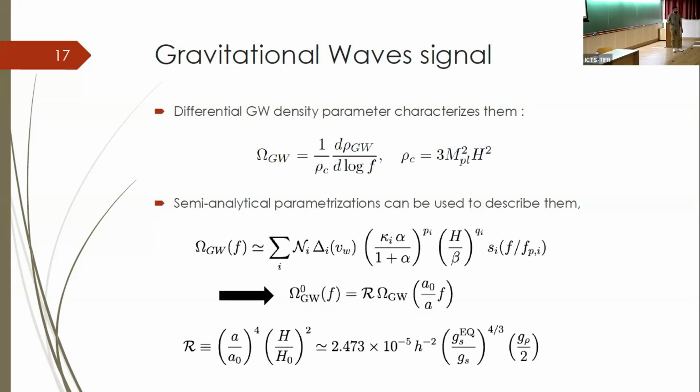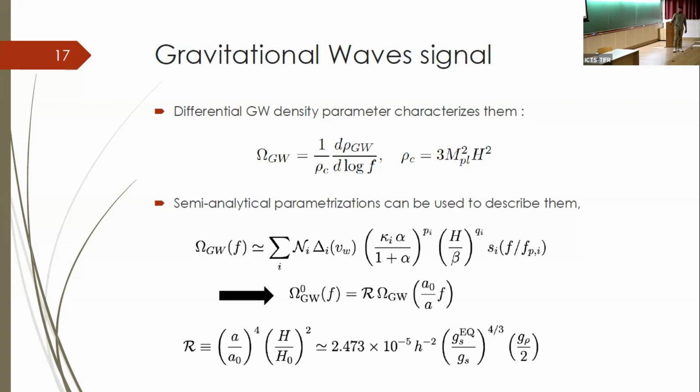Then once we have all these phase transition parameters, we can calculate the associated gravitational wave signal, which comes from the first order phase transition that we described earlier. Firstly, we define this gravitational wave density parameter in terms of the derivative of the energy density of the gravitational wave with respect to the log of frequency, weighted by the critical energy density. And we use the semi-analytical parameterizations where we sum over all the three contributions coming from the bubble wall, the sound wave, and the turbulence.